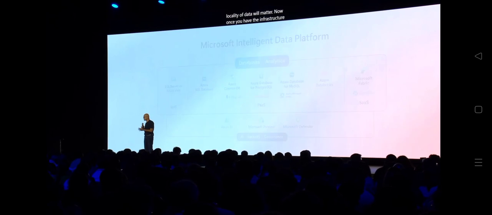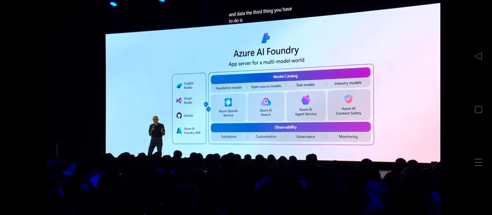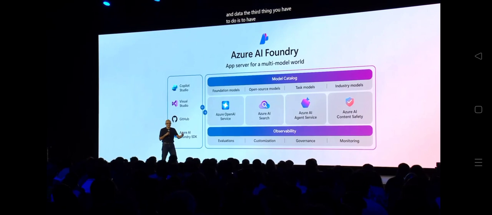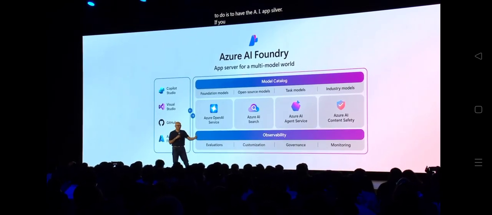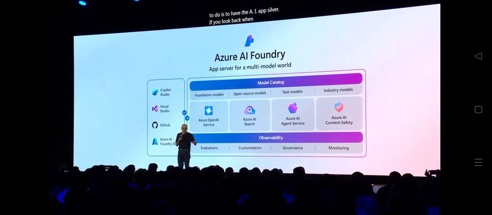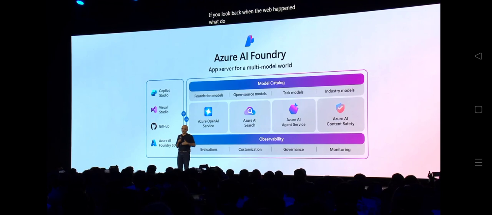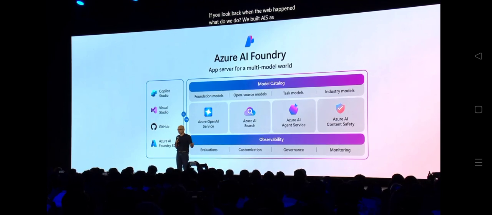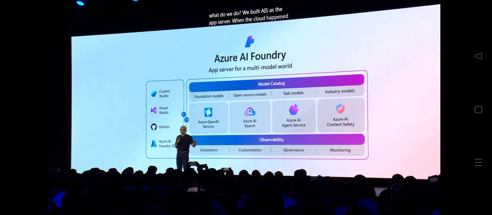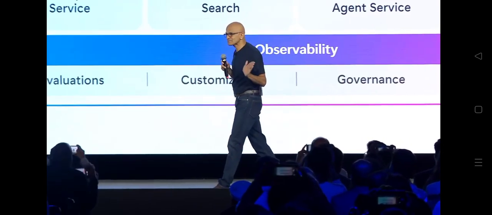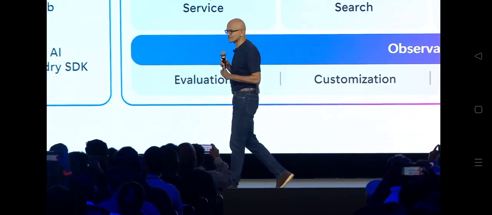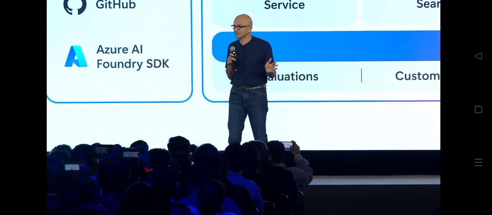Now, once you have the infrastructure and data, the third thing you have to do is to have the AI app server. In fact, if you look back, when the web happened, what did we do? We built IIS as the app server. When the cloud happened, what did we do? We started building the cloud-native app server. Same thing with mobile. So every generation has required an app server, and that's what we're doing with Foundry.